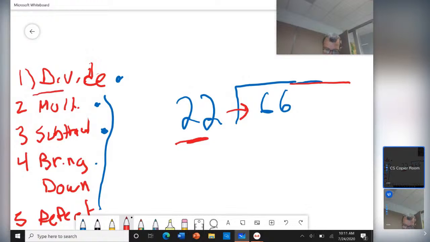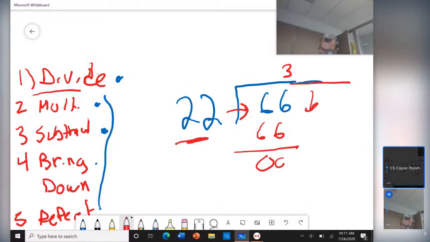So the first step is divide. We're dividing 22 into 66. That's 3 times. The second step is multiply. 3 times 22 is 66. The third step is subtract. That's going to be 0. And there's nothing to bring down. If there was something over here, you would bring that down. But 22 goes into 66 evenly 3 times. So your answer is going to be 3.